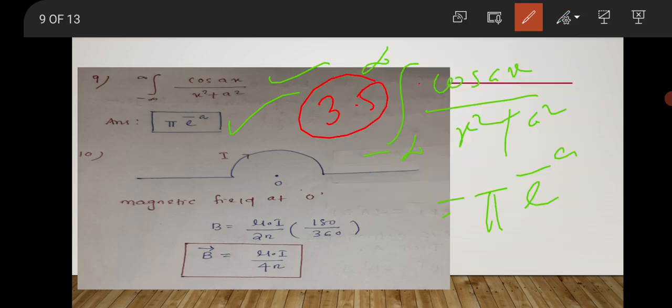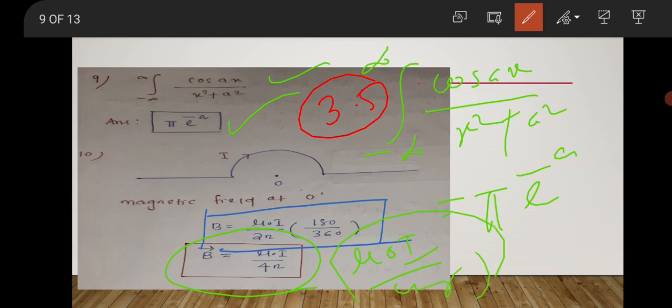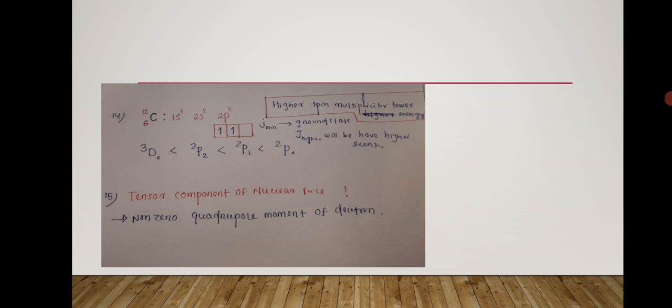Next question was very easy. This is from the Biot-Savart law. What will be the magnetic field for the current carrying conductor like this at the center O? So we know for any kind of circular or conic section, the magnetic field will be mu 0 I by 2r times theta by 2 pi. So here a semicircle is there, so theta will be 180. So the answer will be coming like mu 0 I by 4r. Okay, so this will be the correct answer, and this question was for 3.5 marks. Okay, so move to the next question.